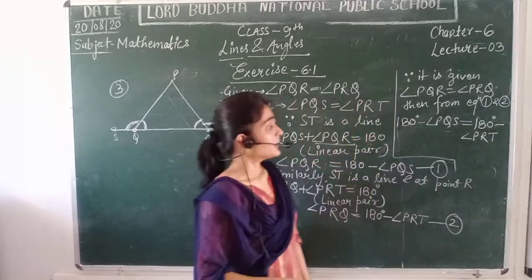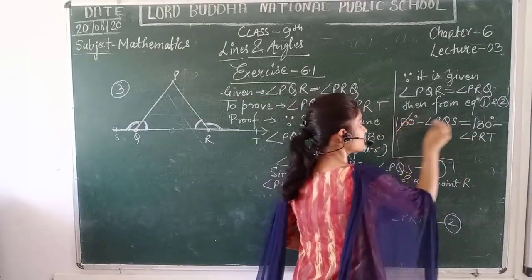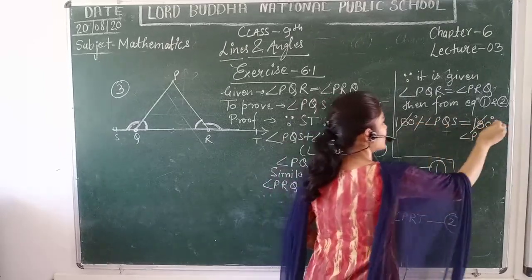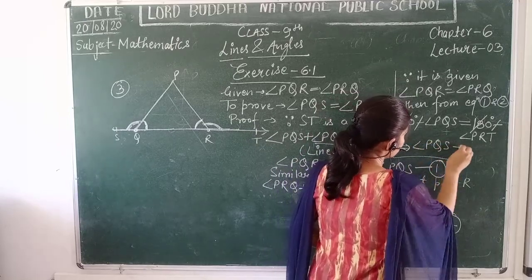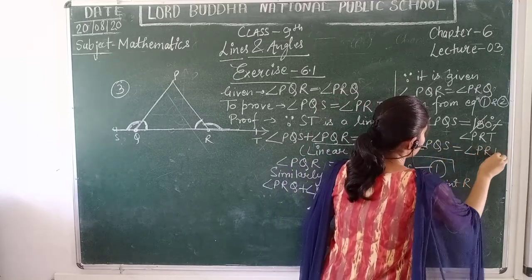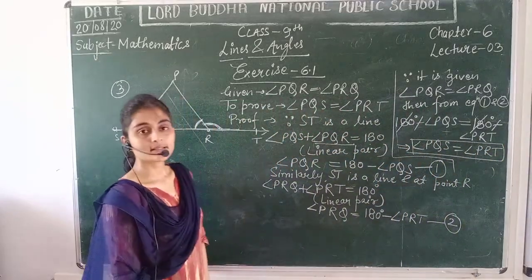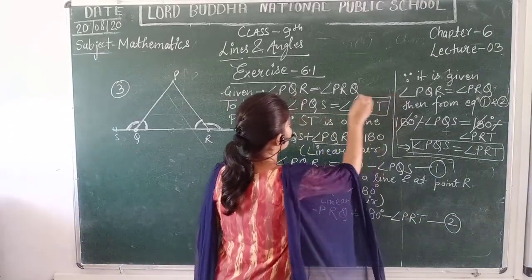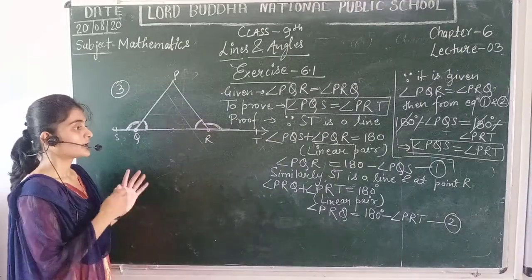Right? Now, 180 is on both the sides with a positive sign, they will be cancelled out. The negative sign is also present on both the sides, they will be cancelled out. What we are left with? Angle PQS is equal to angle PRT. Right? What we got? PQS equals to PRT, and therefore this is what we want to prove. Right? This is what we had to prove. So we have got our result.